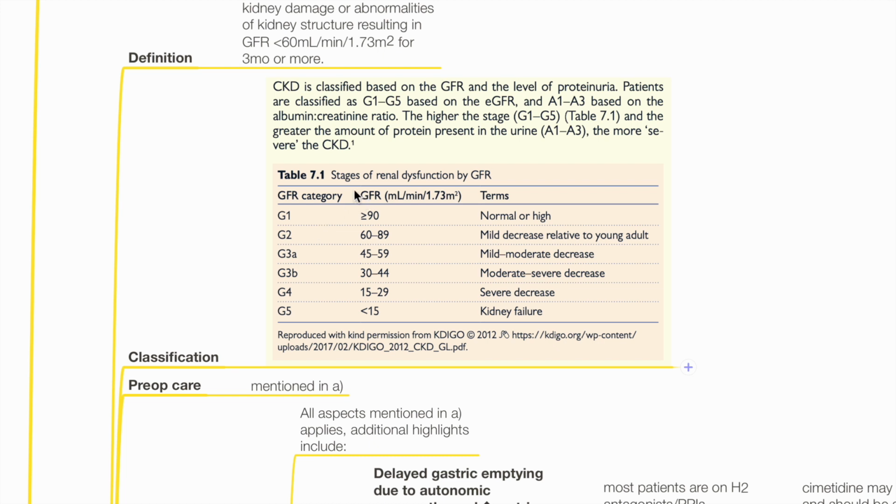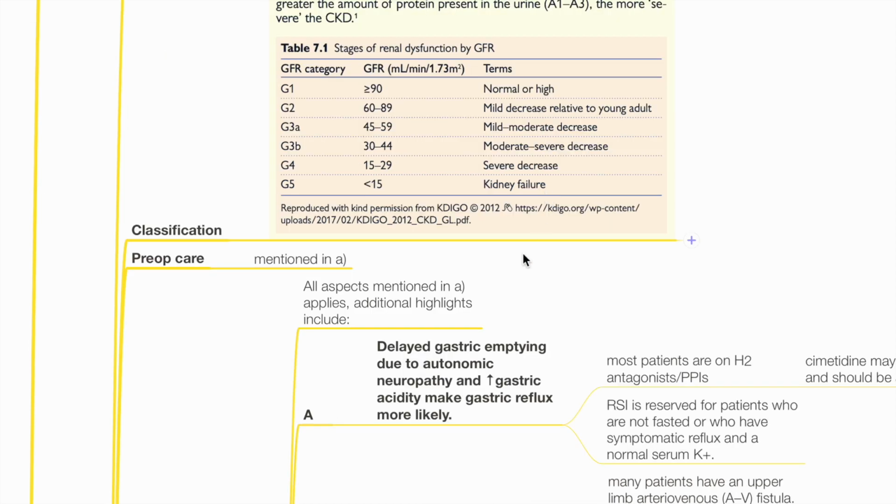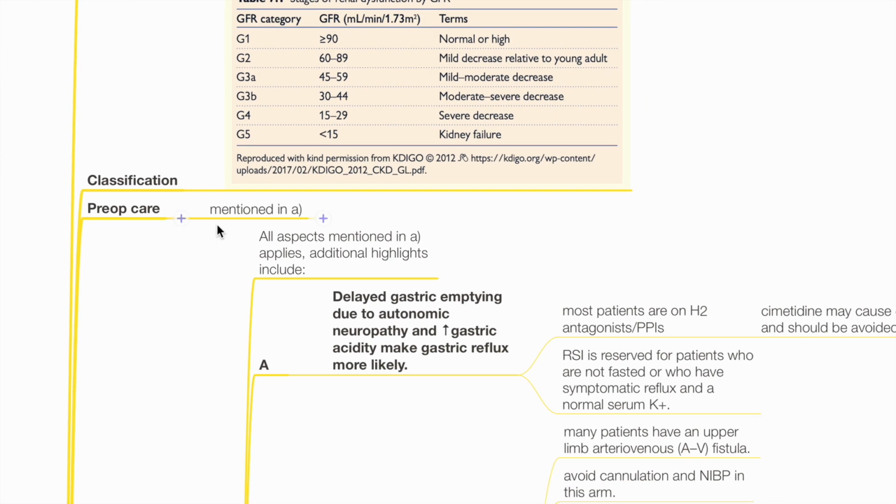For stages of renal dysfunction by GFR: GFR category G1, GFR is 90 or more. For GFR category G2, GFR is between 60 and 89. For category G3A, GFR is 45 to 59. GFR category G3B, GFR is between 30 and 44. For G4 category, GFR is between 15 and 29. For G5 category, GFR is less than 15. Pre-op care of CKD patients has been mentioned in A.